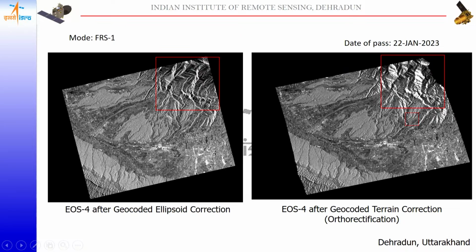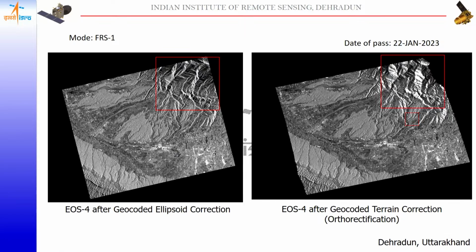You can see again how this correction has been made in the SAR image. This is an ellipsoid correction where only the average height has been used, but using the DEM, this is how the level 2 product looks.